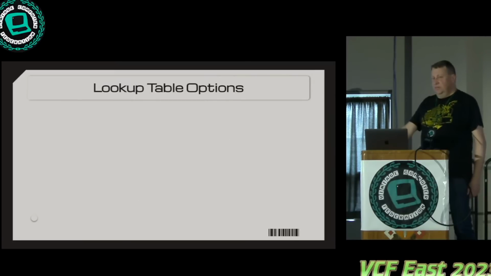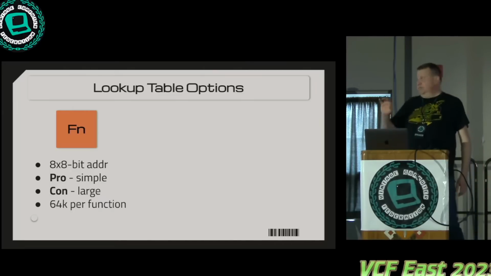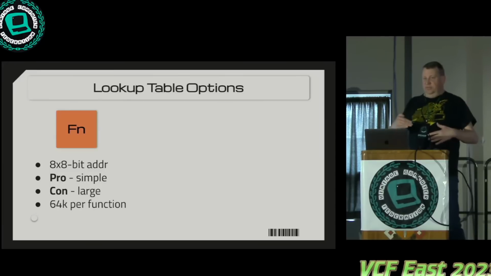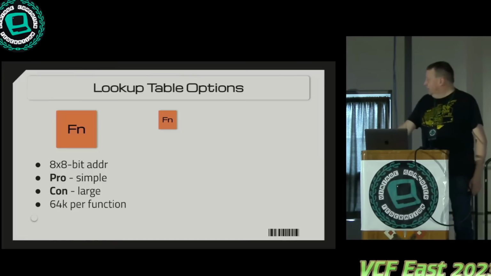So there are basically some different options for doing a lookup table. The simplest one is an 8 by 8 address space, so 64K of memory. You put one 8-bit value on, say, the lower 8 bits, one 8-bit value on the upper 8 bits, and then you get a result of 8 bits coming out. But that's 64K per operation, which is kind of expensive. Especially back in the 80s, a 64K ROM just to do one operation wasn't really feasible.